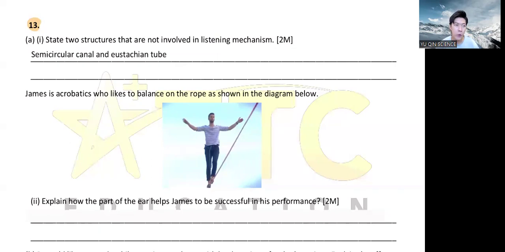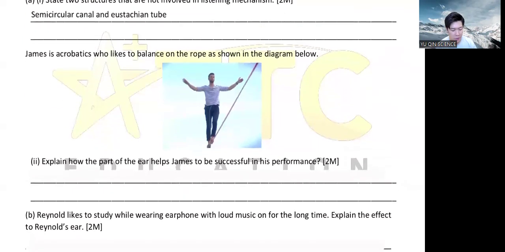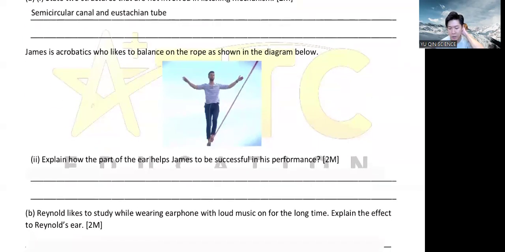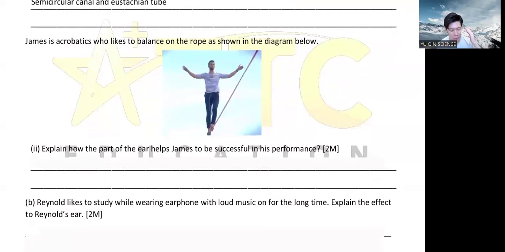Yeah, there you go. By the way, semicircular canal is to maintain your body balance if you're looking at your short notes. Eustachian tube is to balance your ear pressure. Okay, ear pressure. So that's the function of it. Okay, so James is an acrobat who likes to balance on the rope. Explain how the part of the ear can help him be successful?